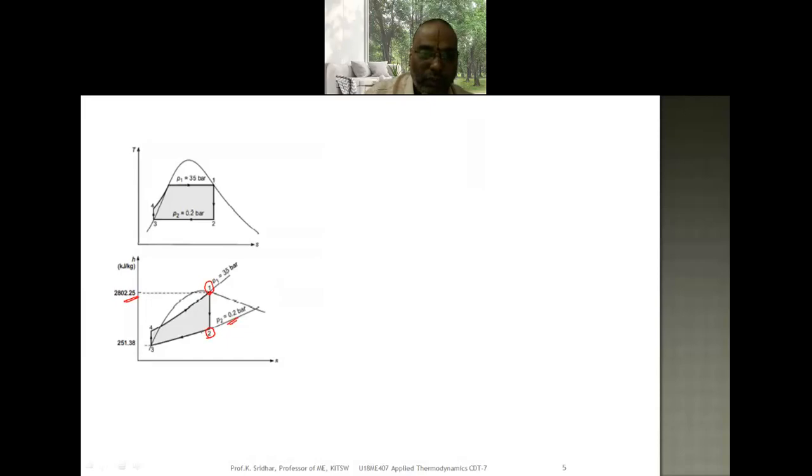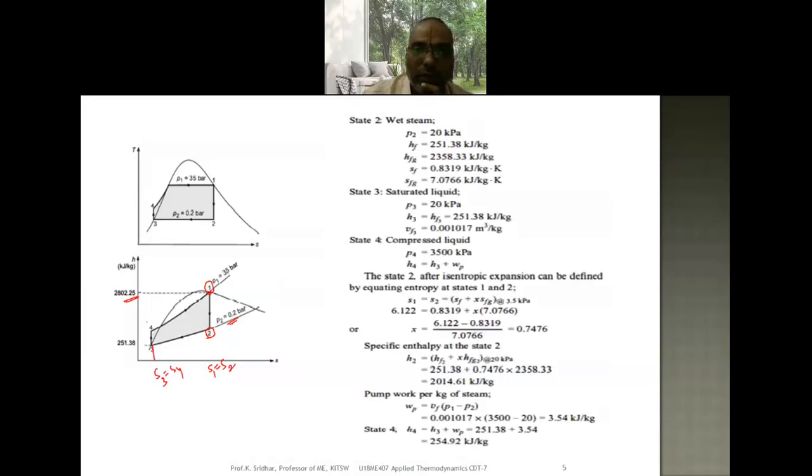Find the value of H2, and similarly S1 is equivalent to S2, and here also S3 is equivalent to S4. Find the H3 value as well as the H4 value from the Mollier chart as well as from the steam tables. Here the x value we find as 0.7476 at point number 2.